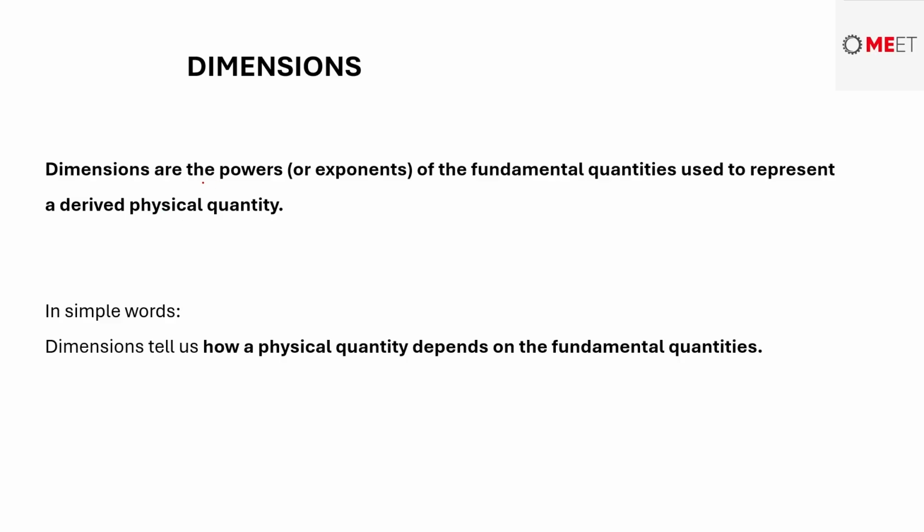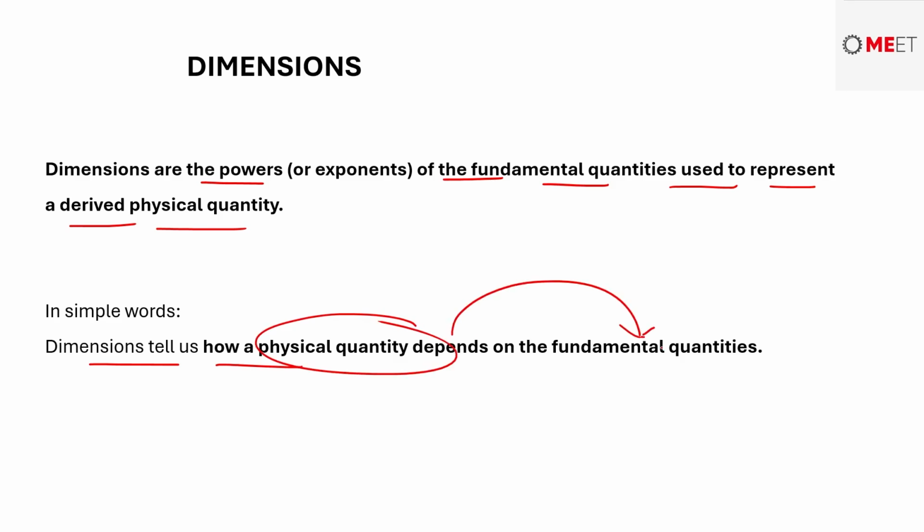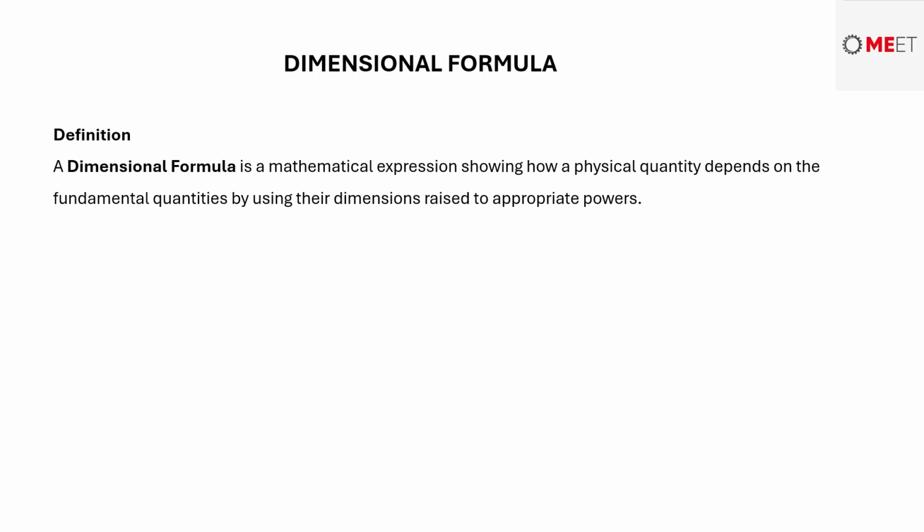Dimensions. Dimensions are the powers of the fundamental quantities that are used to represent derived physical quantities. In simple words, dimension tells us how a physical quantity is dependent on the fundamental quantity. Dimensional formula. Dimensional formula is the mathematical expression showing how the physical quantities are dependent on the fundamental quantity using the dimensions, and that is raised with appropriate powers.